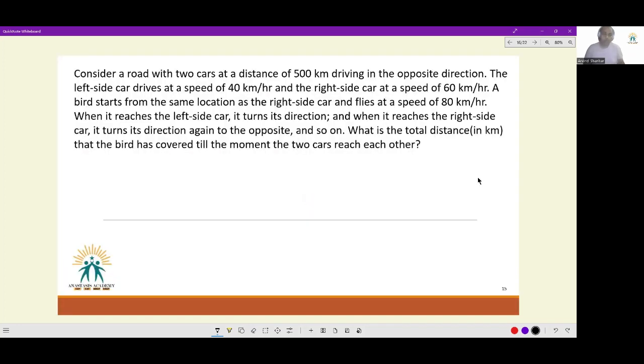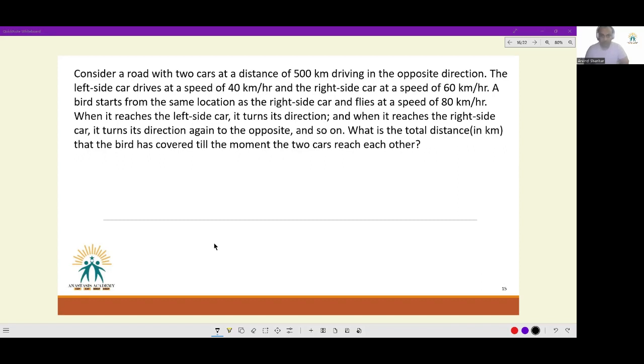Next. Consider a road with 2 cars at distance of 500 kilometers driving in opposite direction. The left side car drives at the speed of 40 km per hour and the right side car drives at a speed of 60 km per hour. A bird starts with the same location as the right side car and flies at a speed of 80 km per hour. When it reaches the left side car, it turns a direction. When it reaches the right side, it turns a direction again to the opposite and so on. What is the total distance in kilometer that the bird has covered until the moment the 2 cars reach each other?